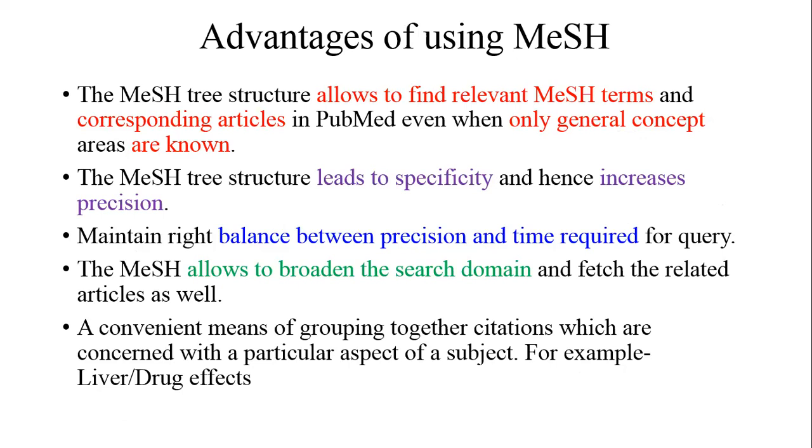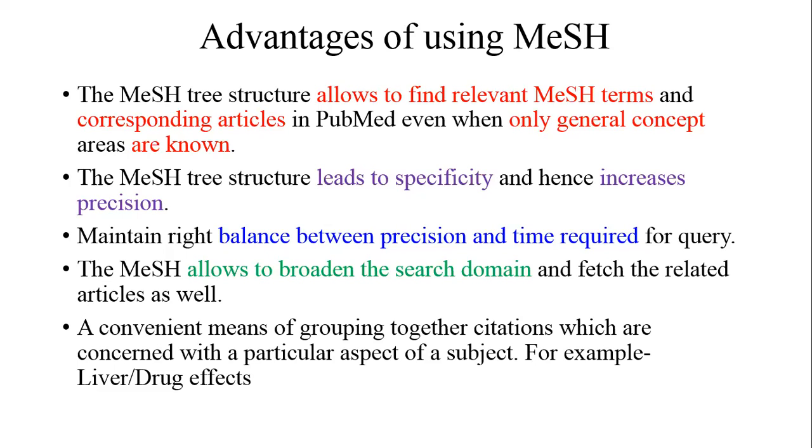So the user would be able to find articles relevant to those MeSH terms even if only some general concept is known to that searcher or researcher. So using this MeSH term, if you only know the general concept, you would still be able to figure out the articles associated with that general concept.